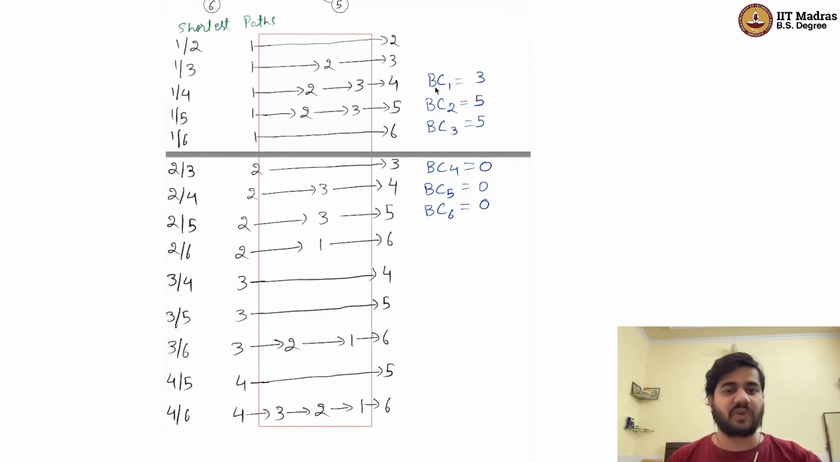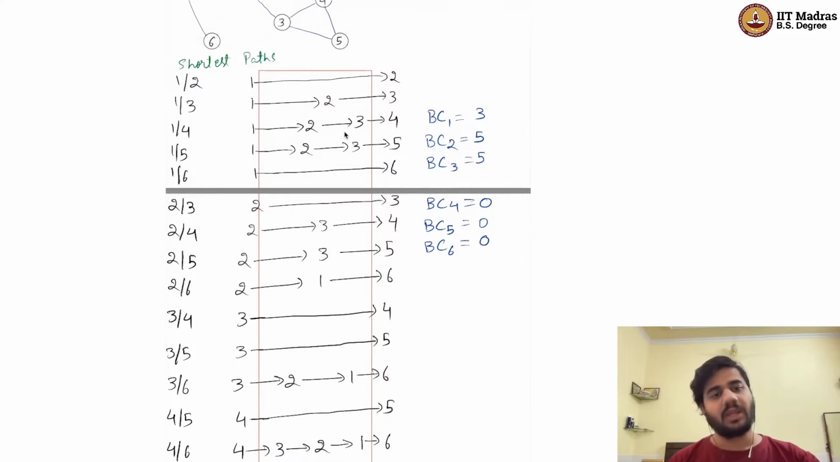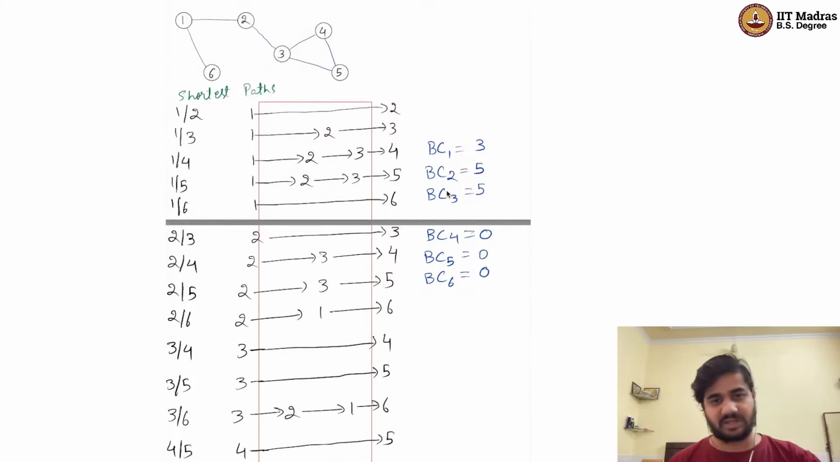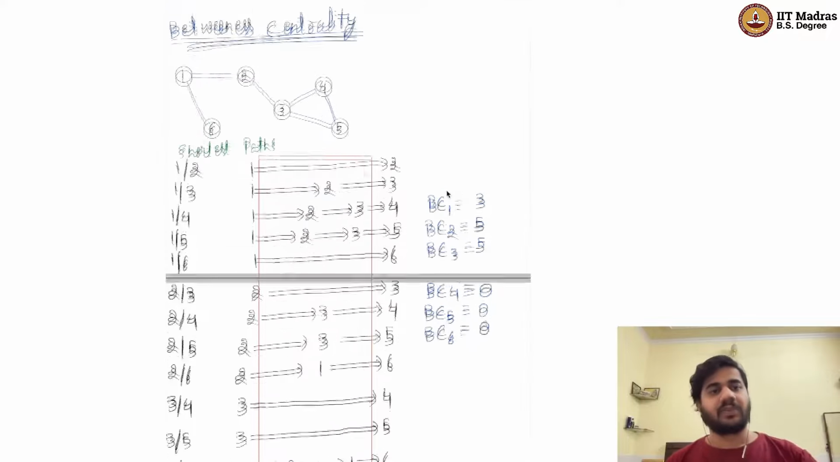So now let's say I want to know the betweenness centrality of 1. I just count how many times 1 occurs in this red box, and I see 1 occurs once, twice and thrice. So the betweenness centrality becomes 3. For 2 it is 1, 2, 3 and then 4, 5, that is why it's 5. Again for 3 it's 5, and if you see node numbers 4, 5, 6 never show up in this red box, that is why their betweenness centrality is 0. And that is how you calculate the betweenness centrality of a graph.